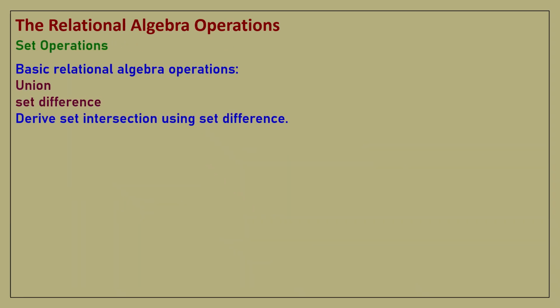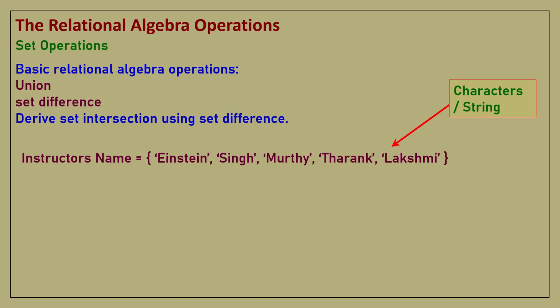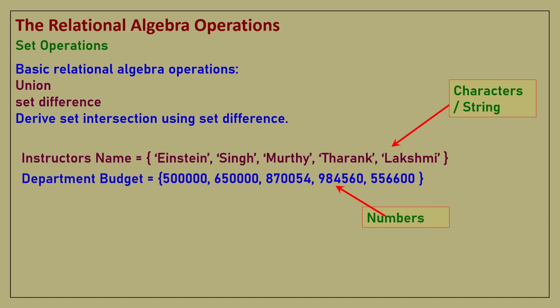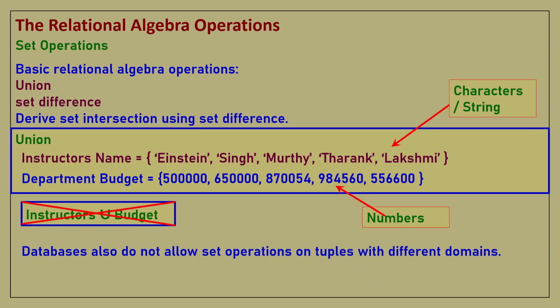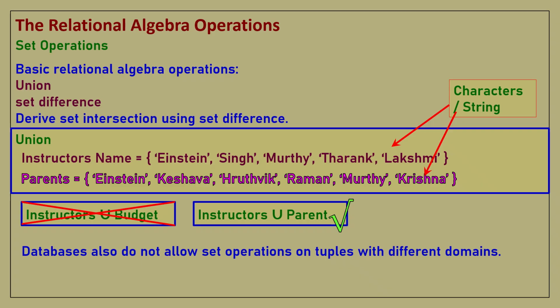Union, set difference are basic relational algebra operations, and we can derive set intersection using set difference. Set operations can be executed on sets with similar elements. Set operations on sets with different types of elements is not permitted in mathematics. For example, union of instructor names and budget in department relation cannot be done as they are of different domains. Databases also do not allow set operations on tuples with different domains. Union of instructor names and parent names gives meaning as both are names of persons, and both are of character data type.